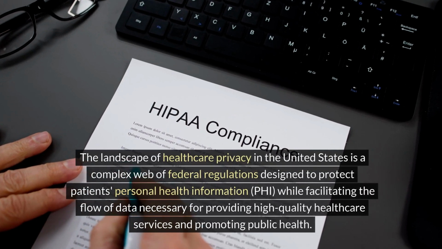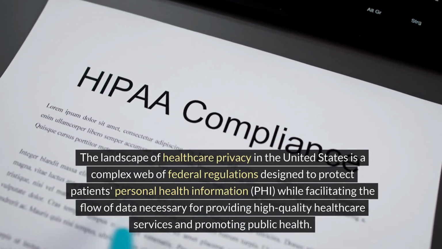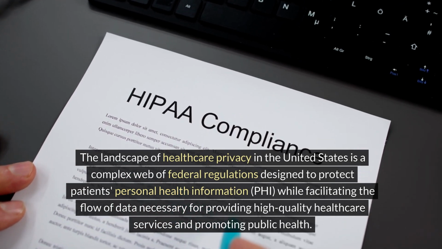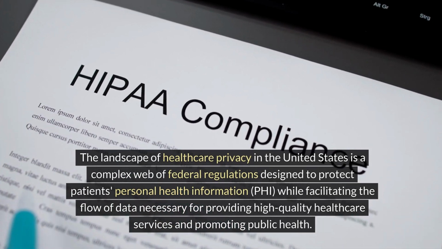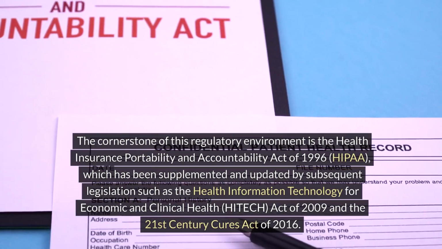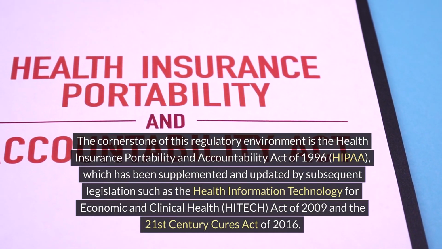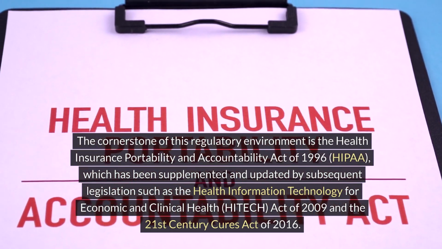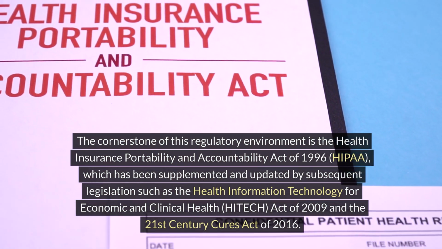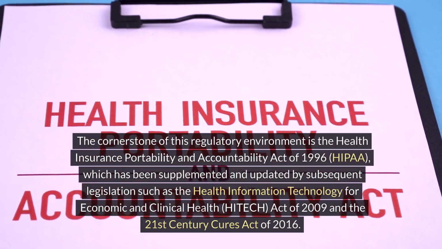The landscape of healthcare privacy in the United States is a complex web of federal regulations designed to protect patients' personal health information, PHI, while facilitating the flow of data necessary for providing high-quality healthcare services and promoting public health. The cornerstone of this regulatory environment is the Health Insurance Portability and Accountability Act of 1996, HIPAA, which has been supplemented and updated by subsequent legislation such as the Health Information Technology for Economic and Clinical Health, HITECH Act of 2009, and the 21st Century Cures Act of 2016.